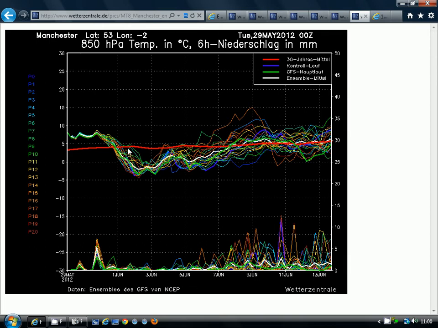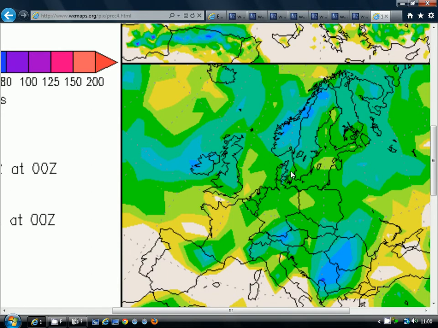But notice how cool the temperatures are. These are the temperature lines up here, well below average, so it will be a cool weekend, but with a fair amount of dry weather. But once we get through to the 7th of June, we do get these precipitation spikes really starting to spike up, and that is indicating, I think, that the Atlantic is coming back. Low pressure is starting to bring wet weather off the Atlantic Ocean.